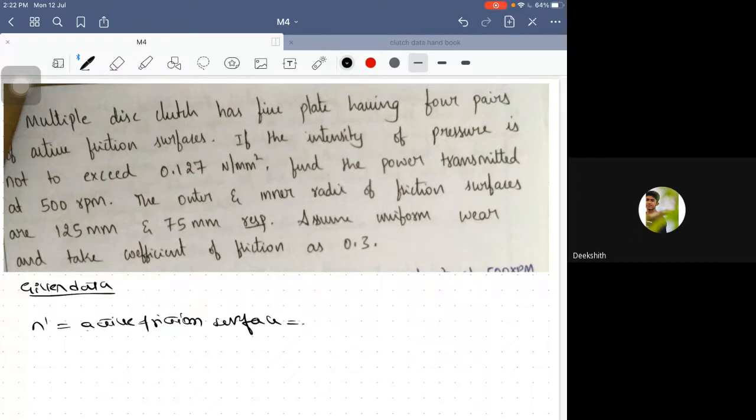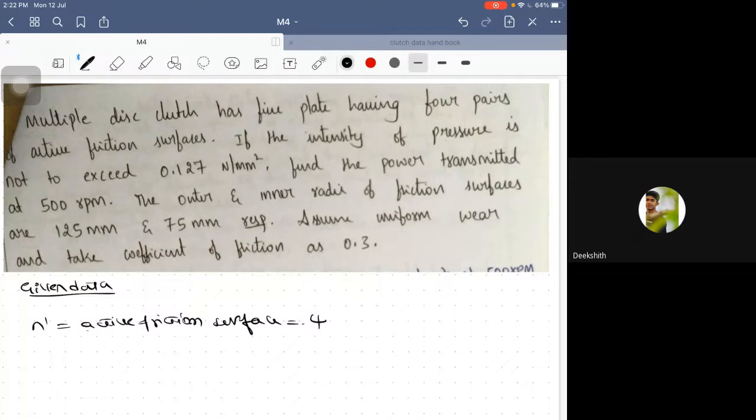Don't go with the number of 5 plates. It might be having 5 to 10 or 100 plates. But out of all those plates, which plate is imparting friction? How many of them are imparting friction? That particular number is of main concern. So make sure you take it right. It is just for the number of active friction surfaces.